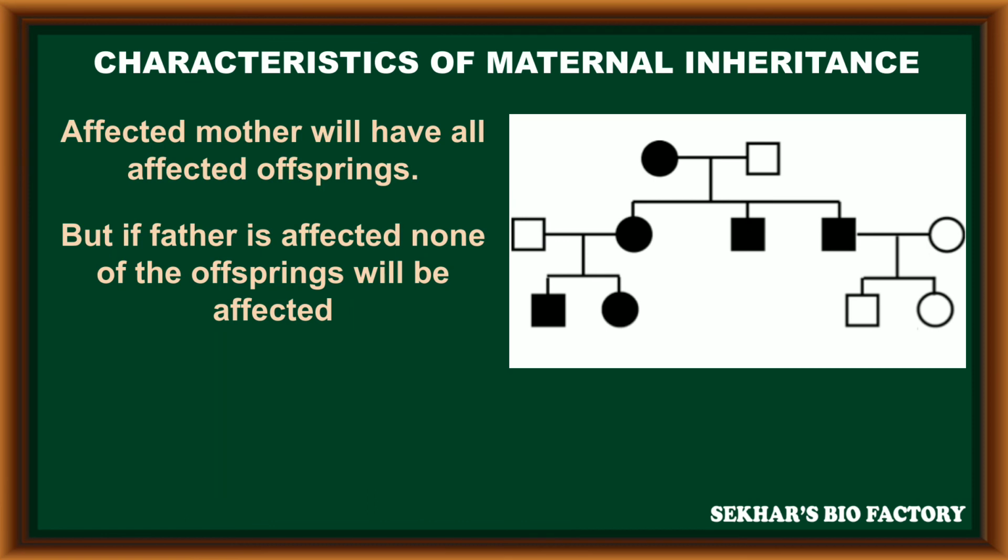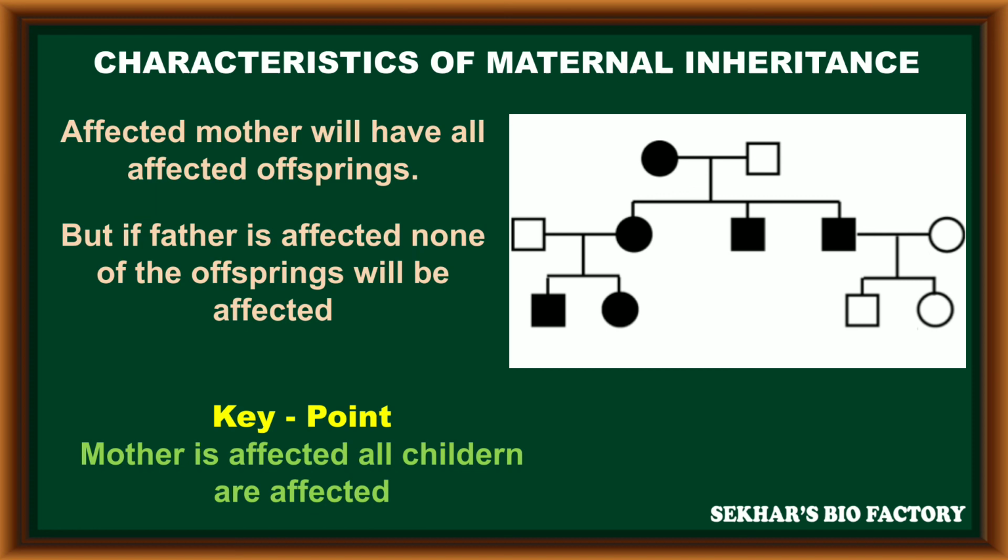And in this pedigree chart, the mother is affected, so all her children are affected. But where a father is affected, there are no affected children. So it indicates that it is maternal inheritance. And the key point is, mother is affected, all children are affected. So that indicates maternal inheritance.